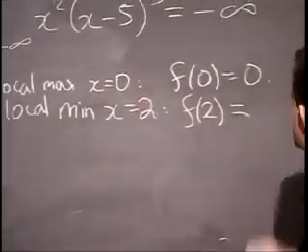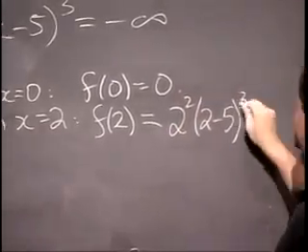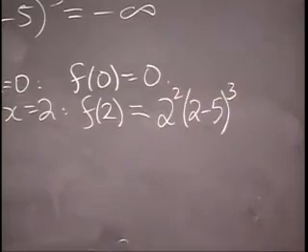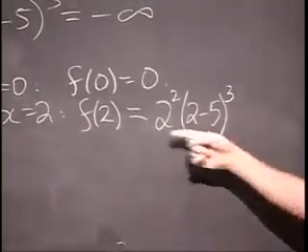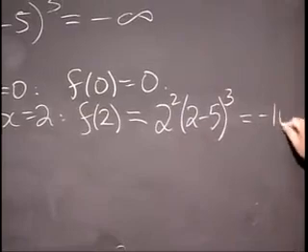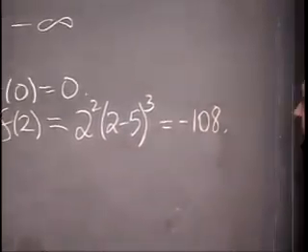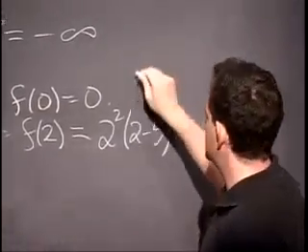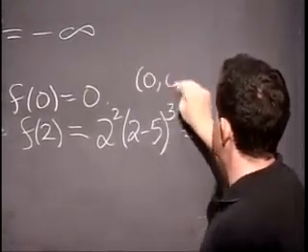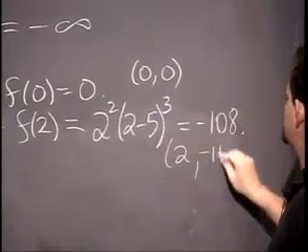Well, what is that? That's 2 squared times 2 minus 5 all cubed. 3 cubed, this is minus 3 cubed actually, it's negative 27 times 4 works out to be negative 108. So there's a local min, I should have said a local max at 0, 0. The local min is at 2, negative 108.